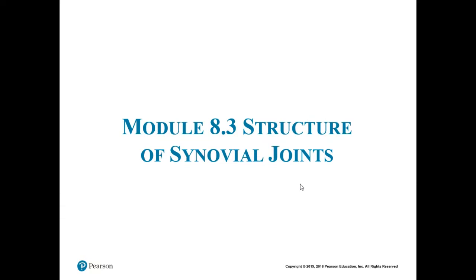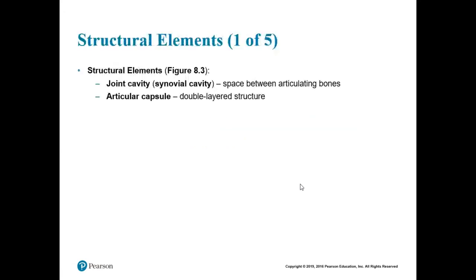Okay, so now moving on to synovial joints. These show the most diversification here. We have many subtypes of synovial joints. First and foremost, there's two structures to the synovial joint. There's a joint cavity, also known as a synovial cavity, and an articular capsule, right? Those are the two main structures to the joint.